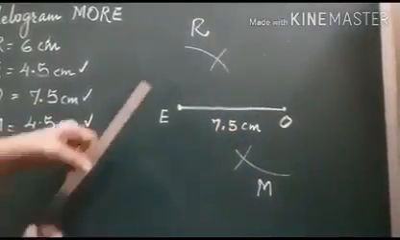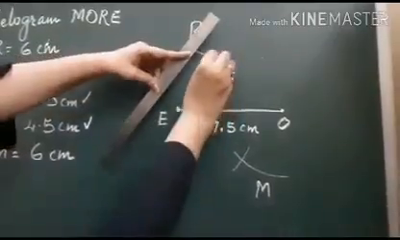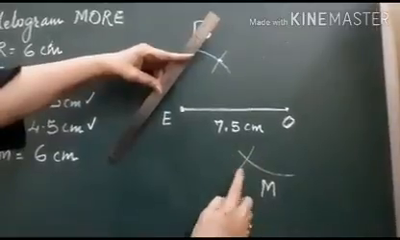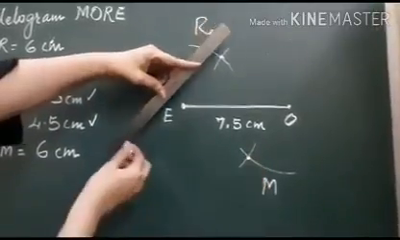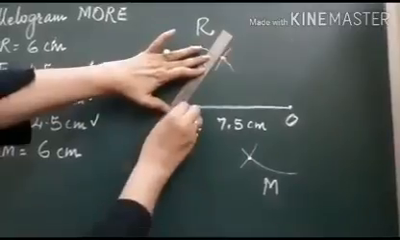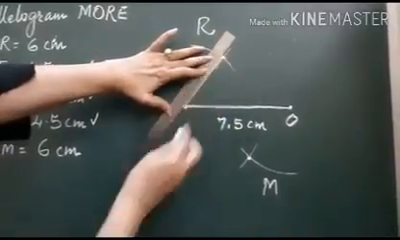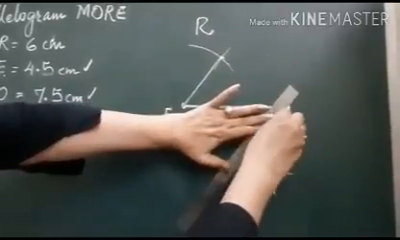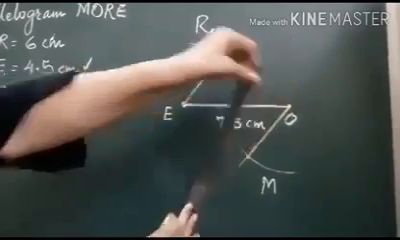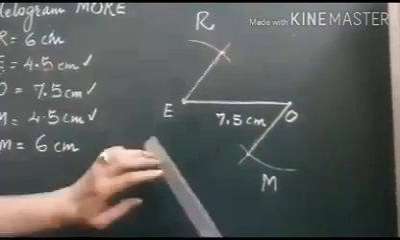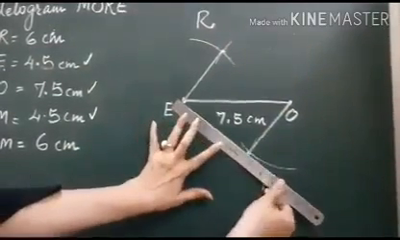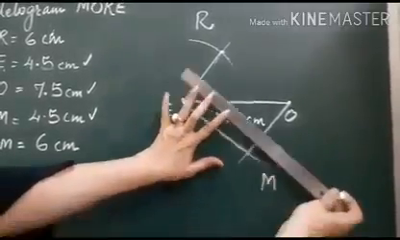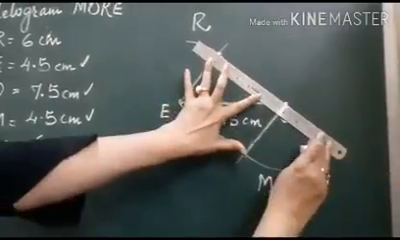Now with the help of your scale, remember, where the two arcs meet, this is point R, and here the two arcs meet, this is your point M. When we join them with the help of a scale, these are the two opposite sides which are equal. The two sides are ER and OM. Now let's join from E to M. This is EM and this is OR.